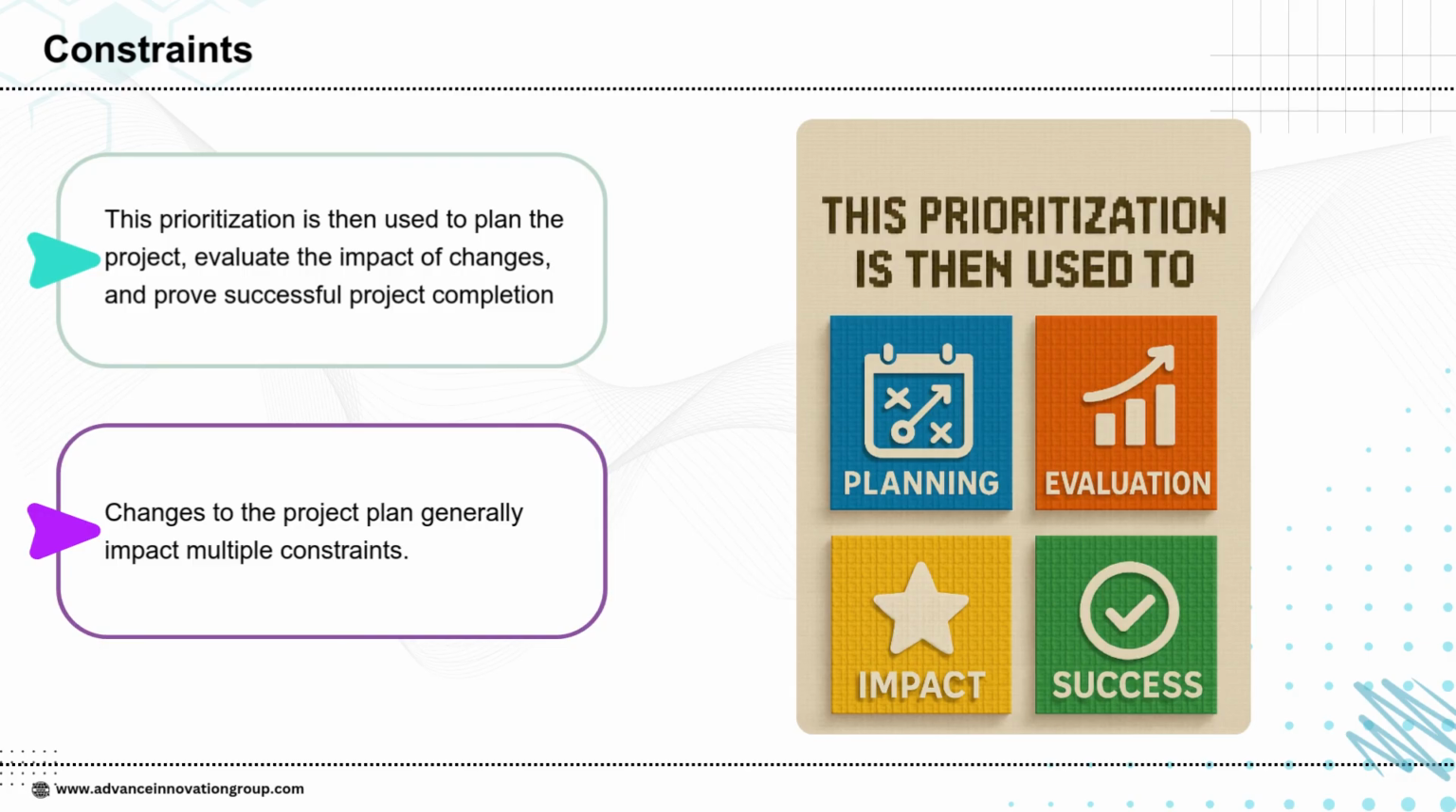This emphasizes how prioritizing constraints plays a crucial role in project management. Once management sets the priority of constraints such as cost, schedule, or quality, that prioritization guides the planning process, helps in evaluating the potential impact of changes, and provides a clear basis to measure project success. However, it is also important to recognize that any change made to the project plan often affects multiple constraints simultaneously. For example, extending the schedule may increase costs, or improving quality might require additional resources. This interconnectedness highlights the need for careful evaluation of every change to ensure the project remains aligned with its priorities and can still achieve successful outcomes.